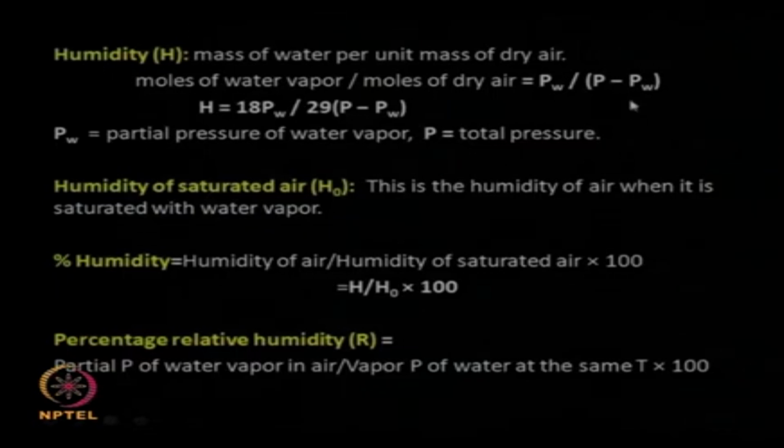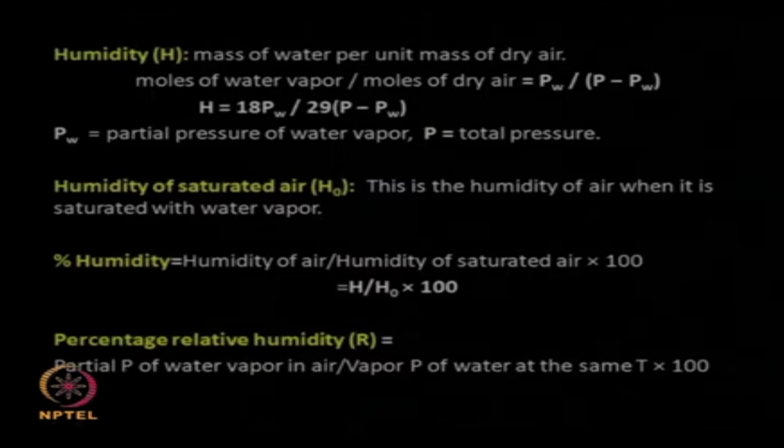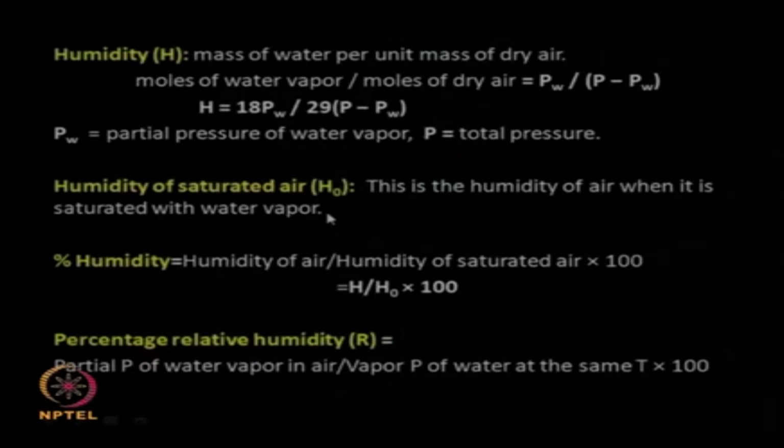Now if you bring it down, instead of moles we can use mass, where the molecular weight for water is 18 and for air we can take it as 29. So this is still valid, this is the humidity. Now the humidity of saturated air, H naught, is the humidity of air when it is saturated with what? Water vapor. That means at those conditions of temperature and relative humidity, this is the humidity of air when it is completely saturated with water vapor, it cannot take up any more water.